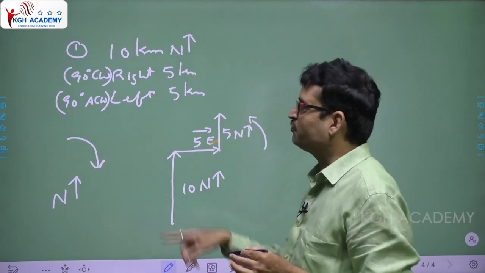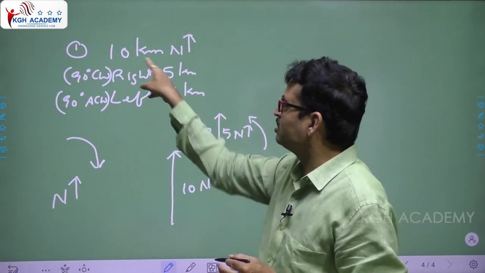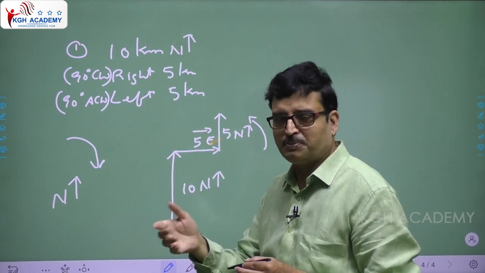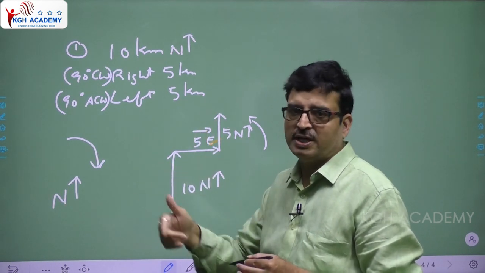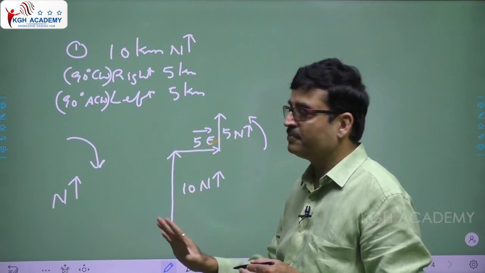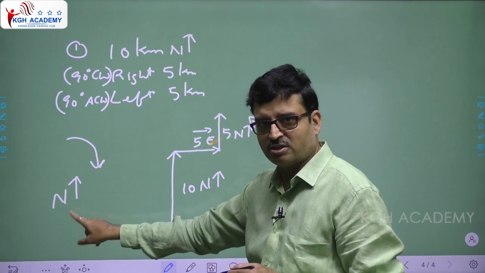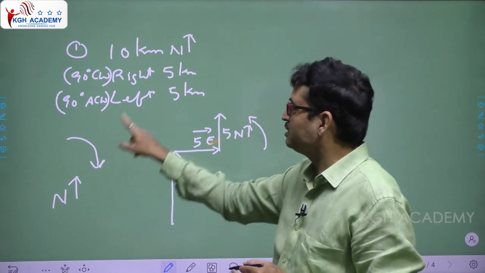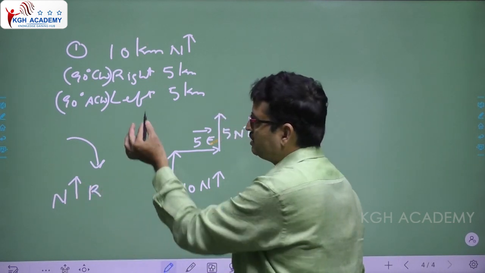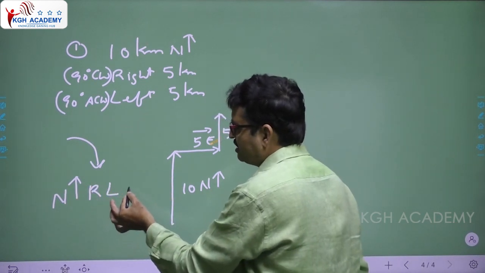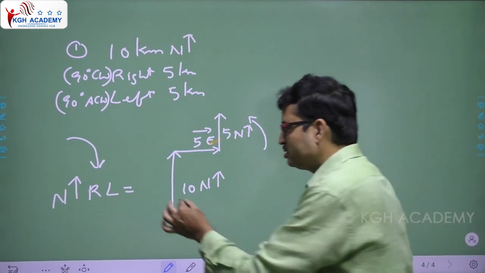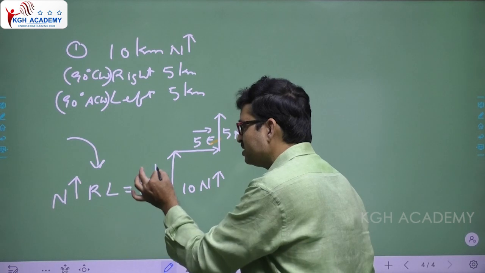Now, whenever they ask you the final direction, we need not bother about the distance. Please understand, we need not bother about how much he traveled, because we are interested in the final direction. Am I clear? So, he traveled in the north direction, this initial direction, north. Then he turned right. Then after that, he turned left. Now, tell me what is the result finally? Which direction is he facing? North direction. Finally facing north direction.